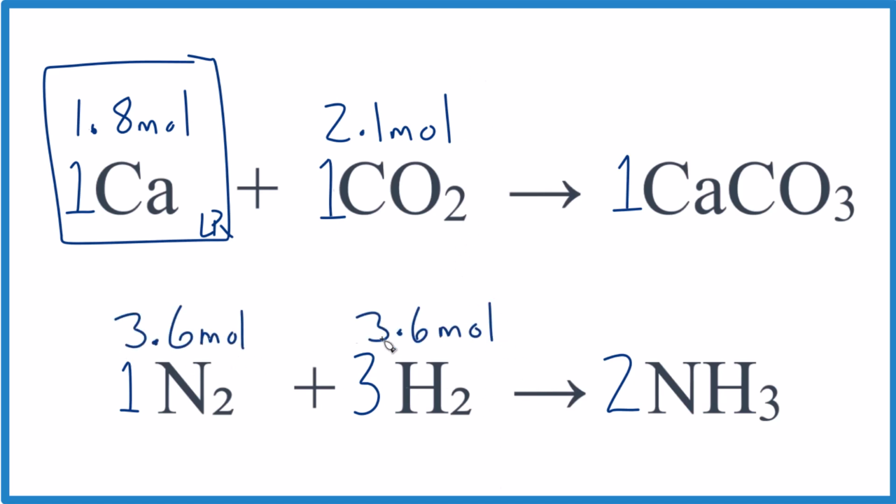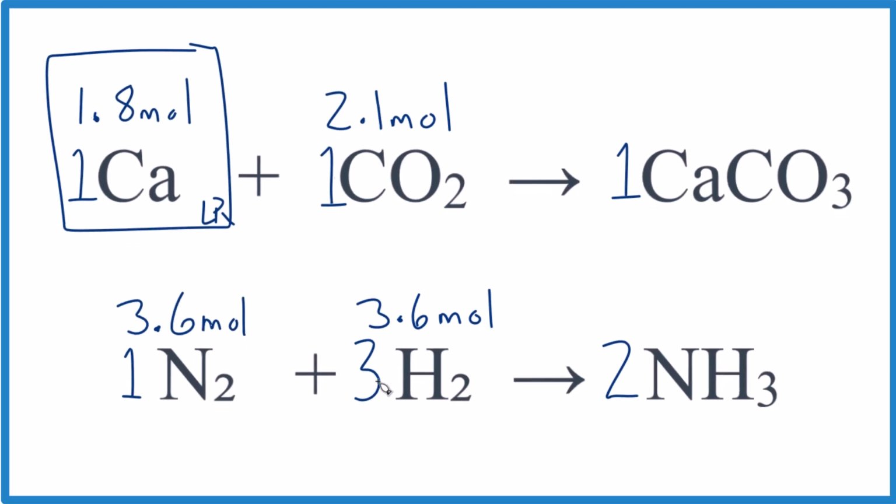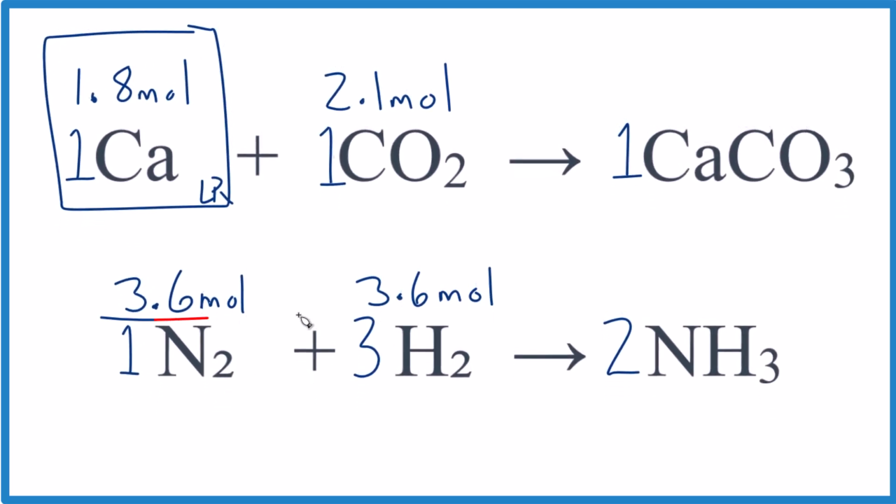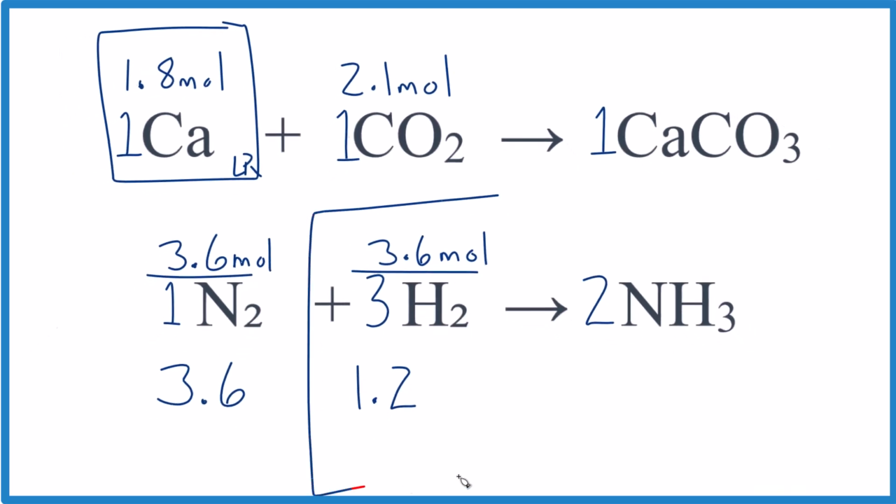Down here, it's a little more challenging. We have a 1 to 3 ratio. So here's what we do. We divide the number of moles by the coefficient. These are just numbers I made up here. We get 3.6 and 1.2. This is the limiting reactant.